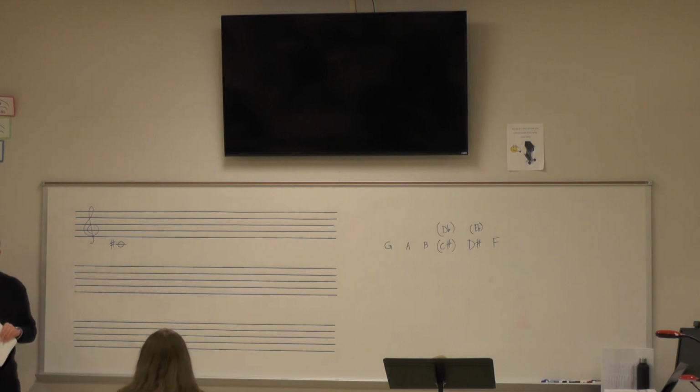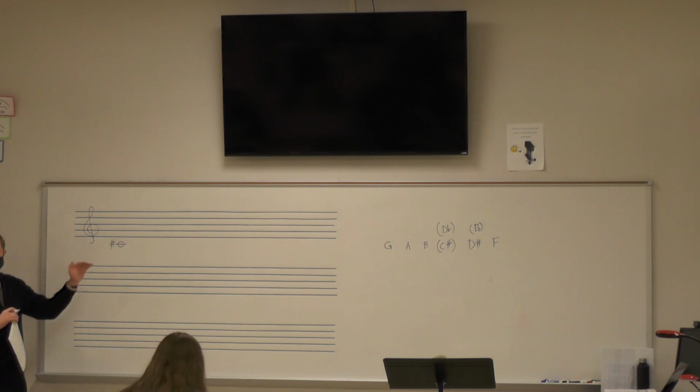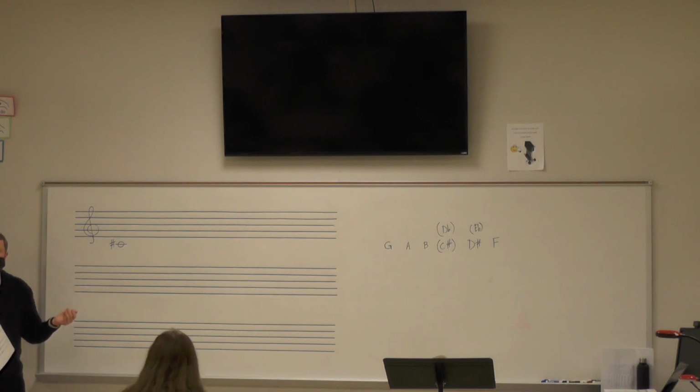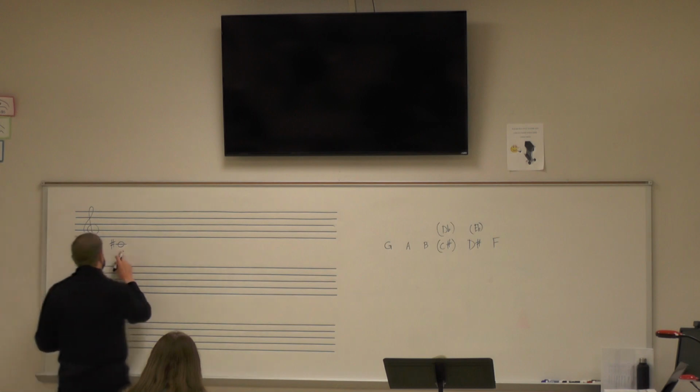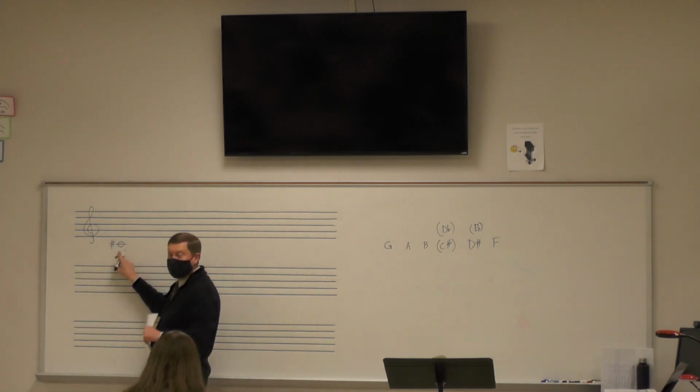Okay, a whole tone scale on C sharp. 6 different notes, all a whole step apart. Enharmonic spellings are valid. They're okay. Okay, so a whole step above C sharp is D sharp.